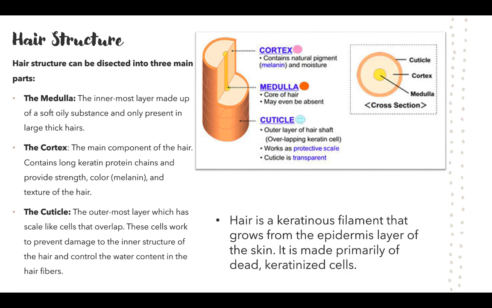Finally, we have the cuticle. The cuticle is the outermost layer, which has scale-like cells that lay in an overlapping pattern. This is a protective layer for the inner structures of the hair. Moving on, our hair is made up of 95% keratin.